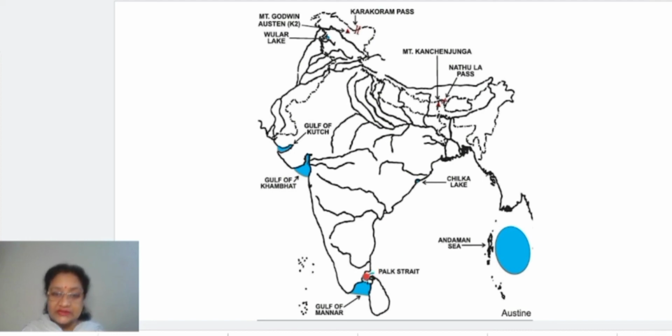Now this is a strait, you can see here. It is generally shown by broken lines. This is Palk Strait. Only one strait we have to mark in the map of India. This is Palk Strait. It is separating Sri Lanka from the Indian mainland. So this is all with this map.